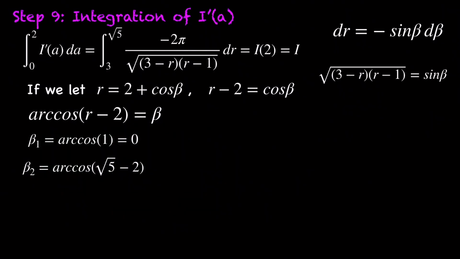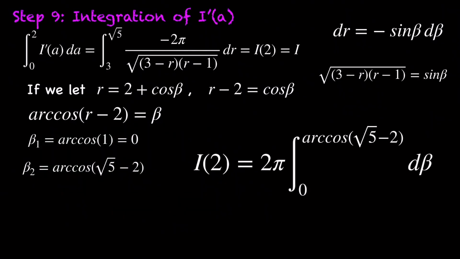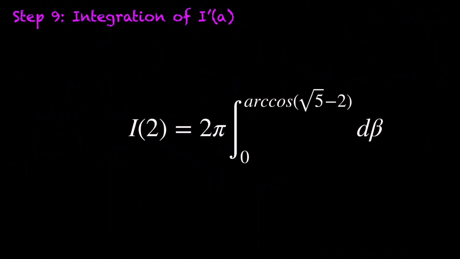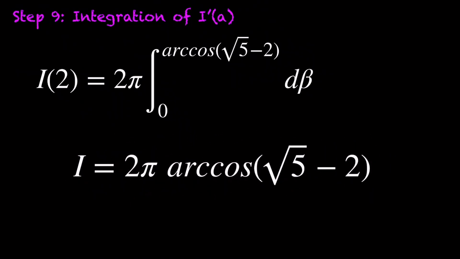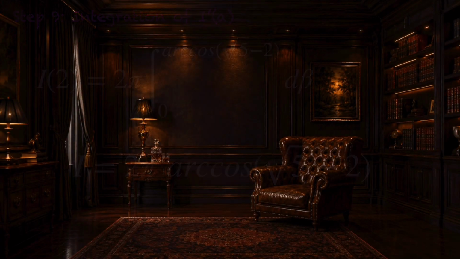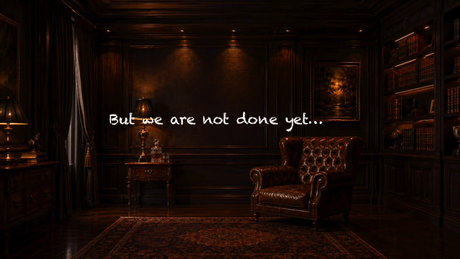And therefore our limits of integration become 0 to the arc cosine of the square root of 5 minus 2. Our integrand simplifies dramatically, and I winds up equaling 2 pi times the arc cosine of the square root of 5 minus 2. A little anticlimactic, but we are not done yet.